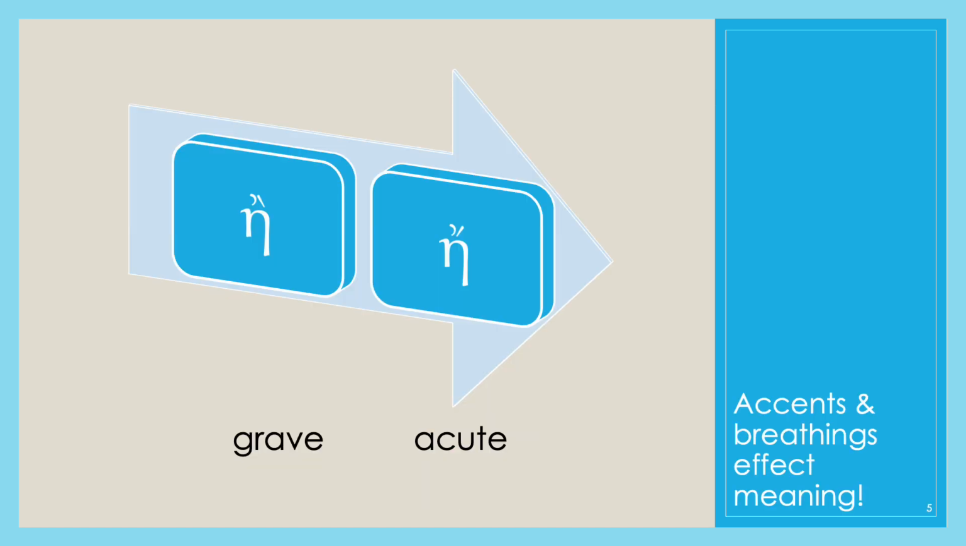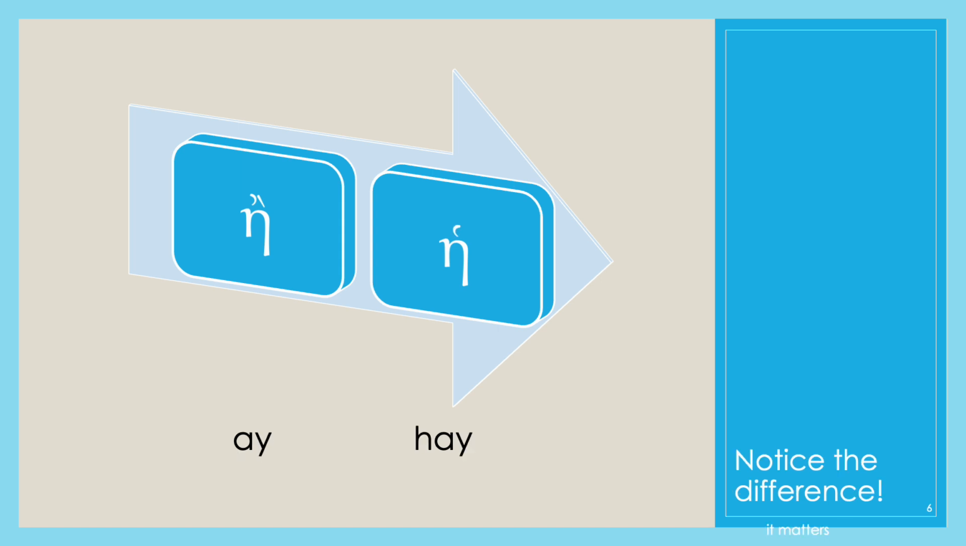Sometimes you might see an eta with a soft breathing and an accent, either grave or acute. These are not the definite article, they mean different things, which we'll come back to in future, but remember that the breathings and the accents can actually change the meaning of words. So on the left here we have ē, but the definite article is going to be hē. So notice the difference.